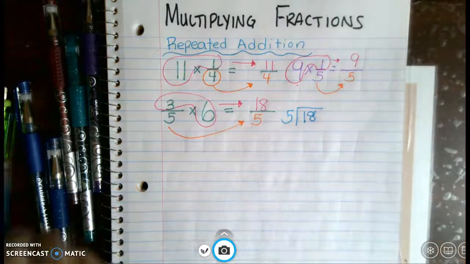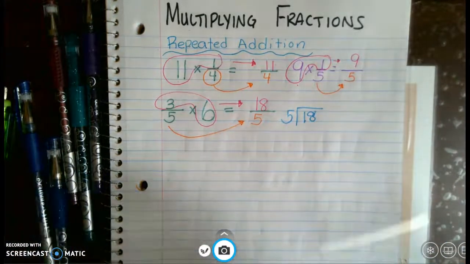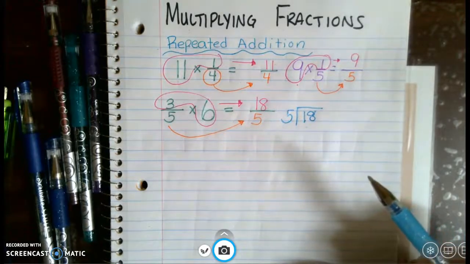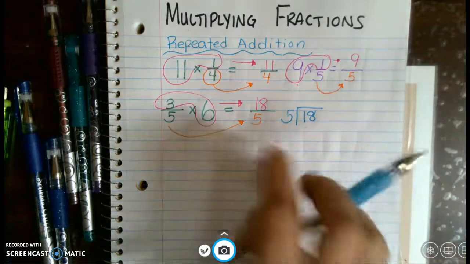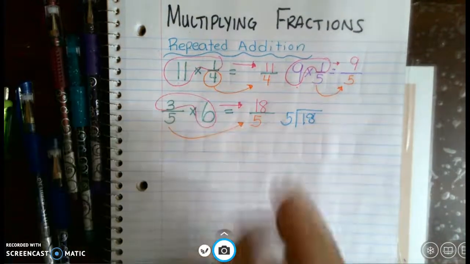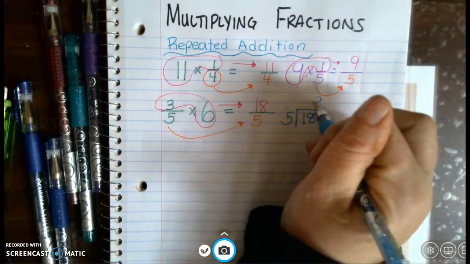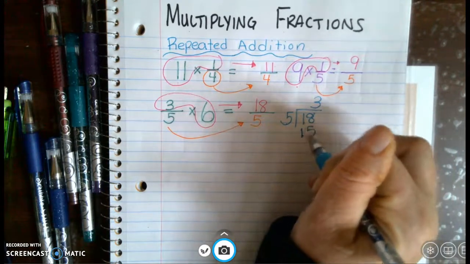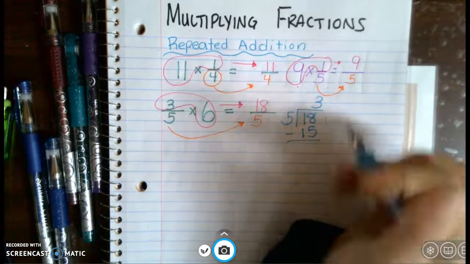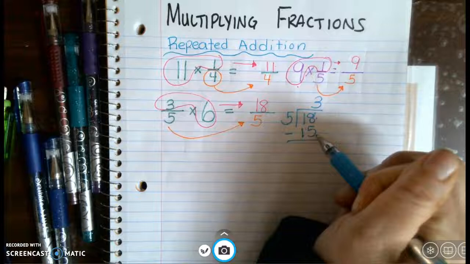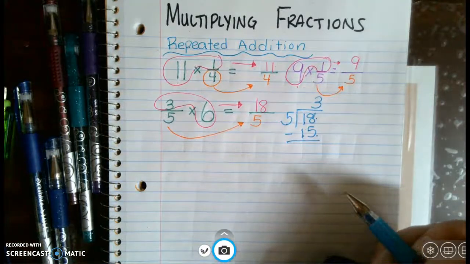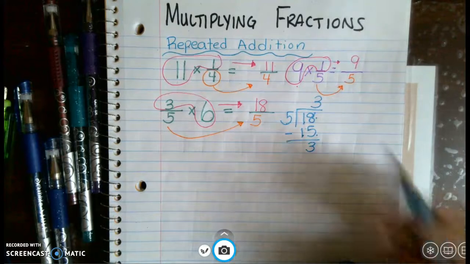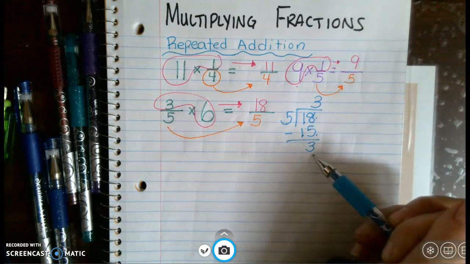And I'm going to think, what times 5 gets me close to 18? Well, let's see. I know 5, 10, 15. I can do 3 times 5 equals 15. That's pretty close to 18. Let's see how we did. 18 minus 15 is 3. Do you remember what we do with our remainders?